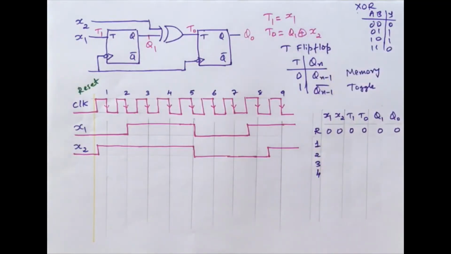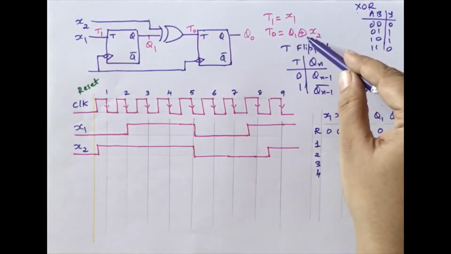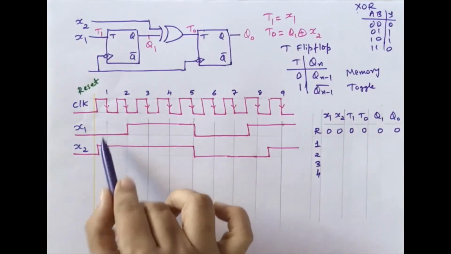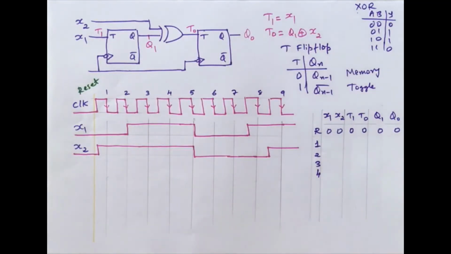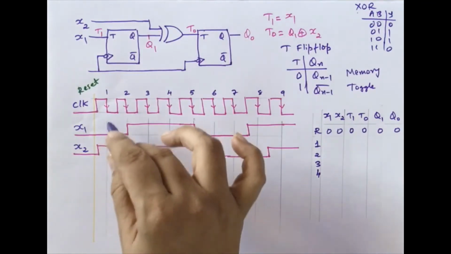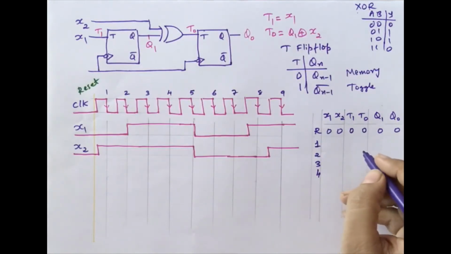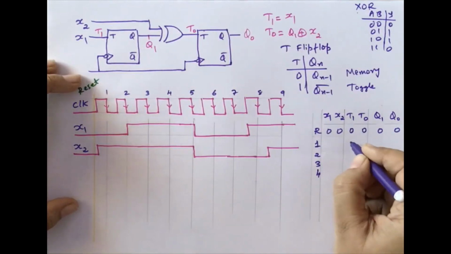This T1 is connected to X1 and Q1 XOR X2 is connected to T0. So based on X1 and X2 before the first clock, T0 and T1 will be identified. So before the first clock, X1 is still 0. So T1 is going to be 0 only.